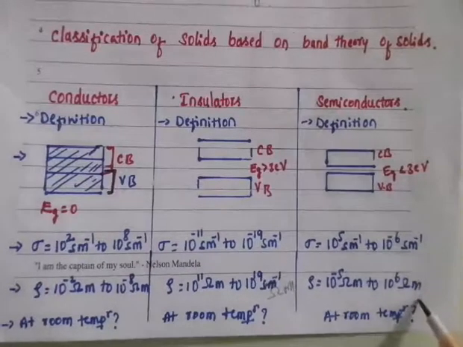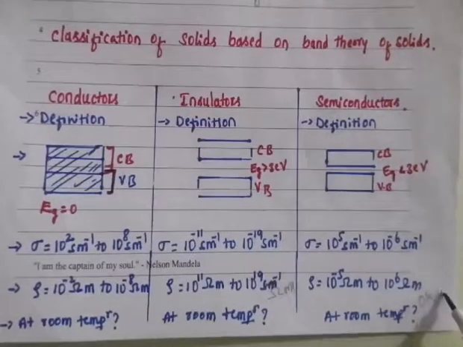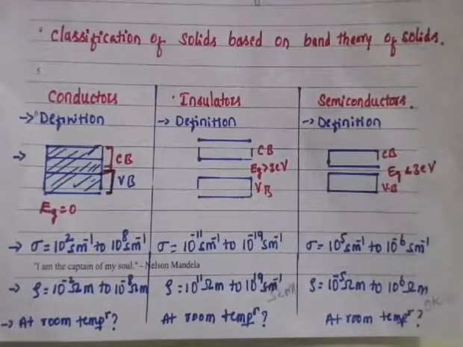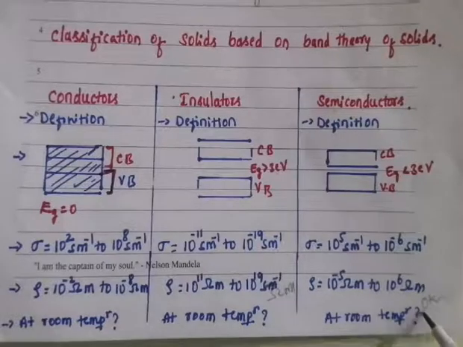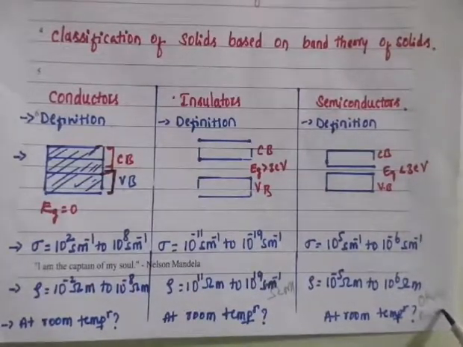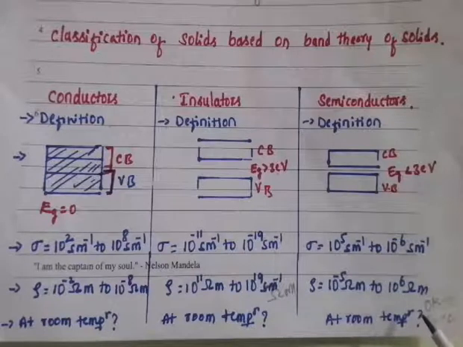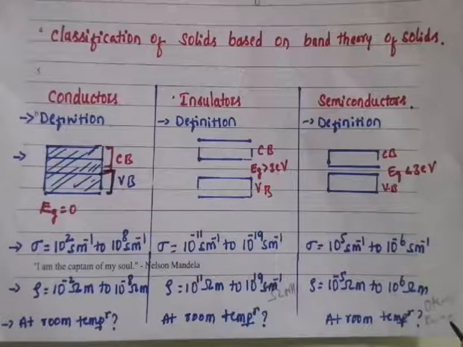For example, at 0 Kelvin semiconductors act as insulators, nothing but does not carry current. At room temperature, semiconductors act as conductors, nothing but carrying current. So when temperature of semiconductor is increased, the conductivity increases. We will understand why next.